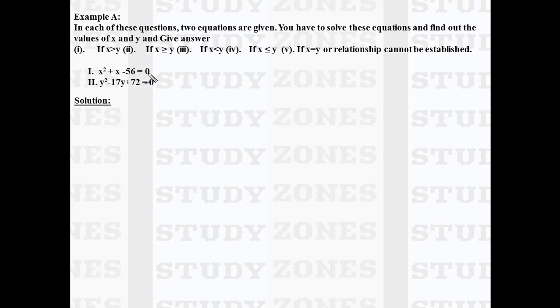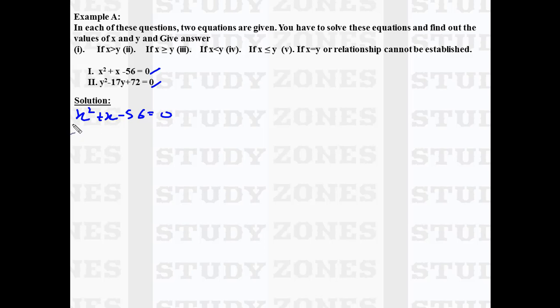So this is our first example. In this, we are given two equations, equation 1 and 2, and we have to solve for x and y and then compare the values of x and y accordingly. So let's take the first equation, x square plus x minus 56 equals 0.